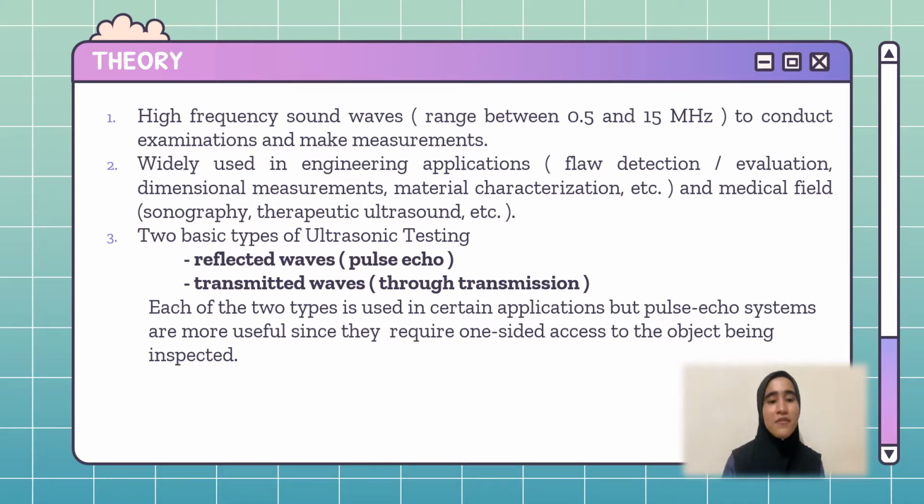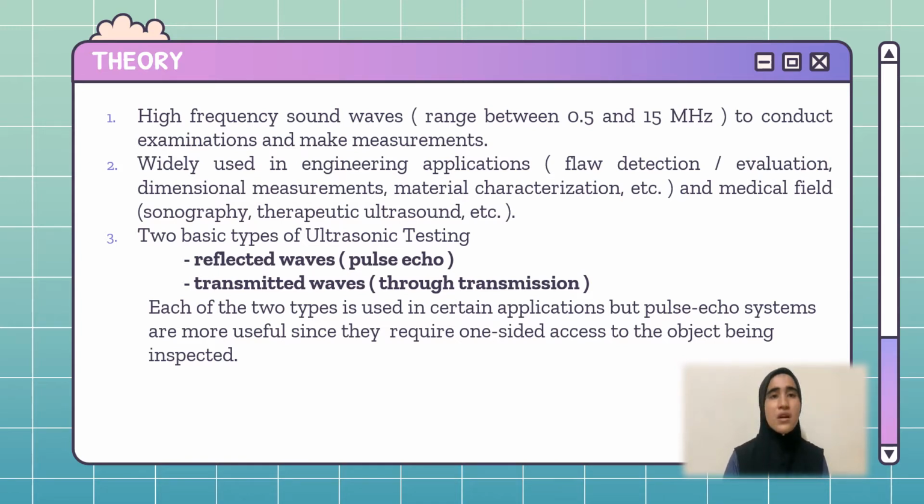First, high frequency sound waves range between 0.5 and 50 MHz to conduct examinations and make measurements. Second, widely used in engineering application, which is flaw detection or evaluations, dimensional measurements, material characterizations, and others. And also used in medical field, which is sonography, therapeutic ultrasounds, and others.